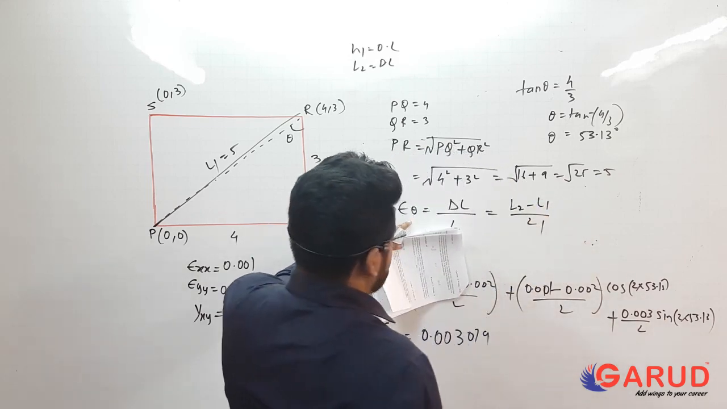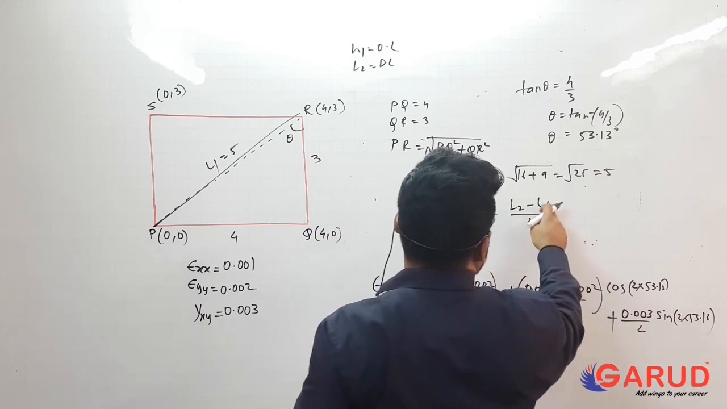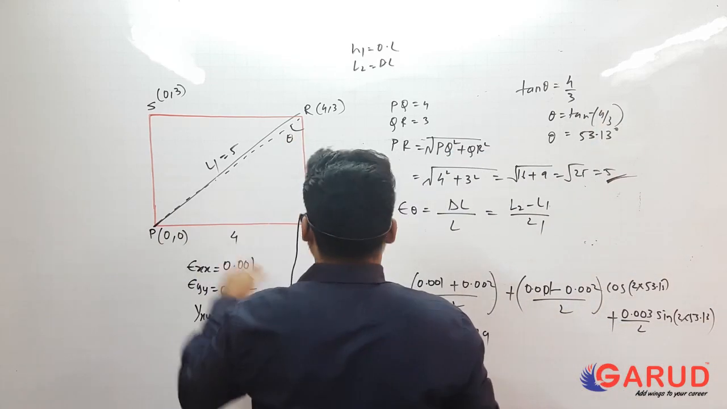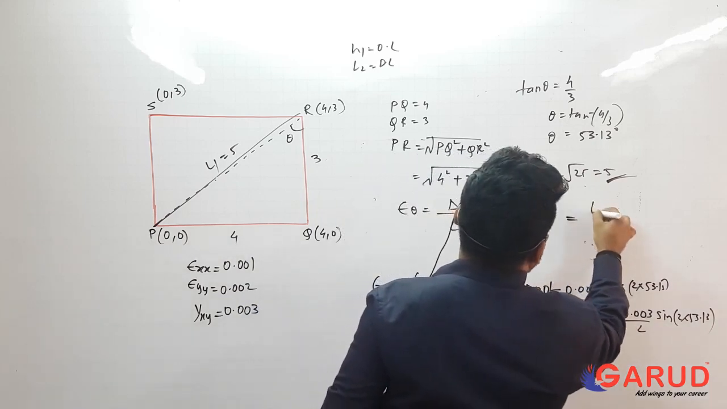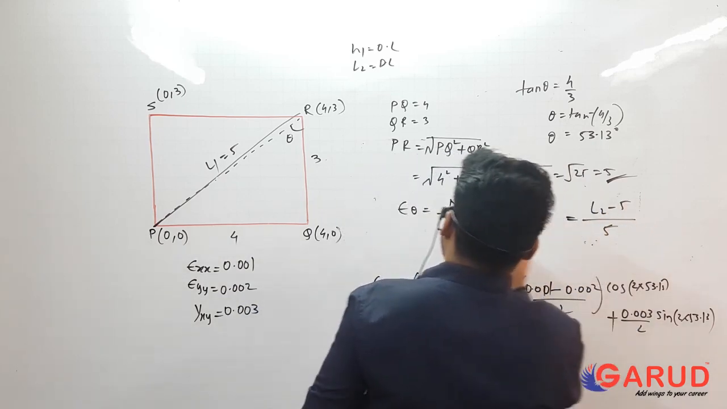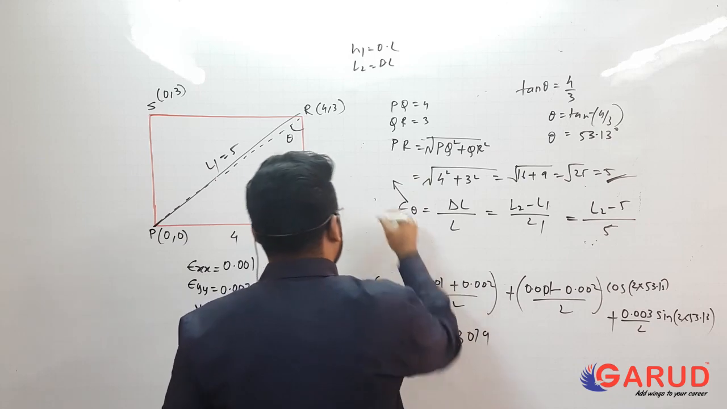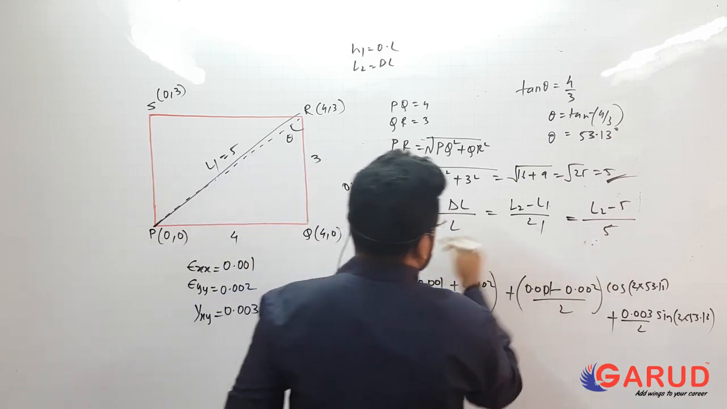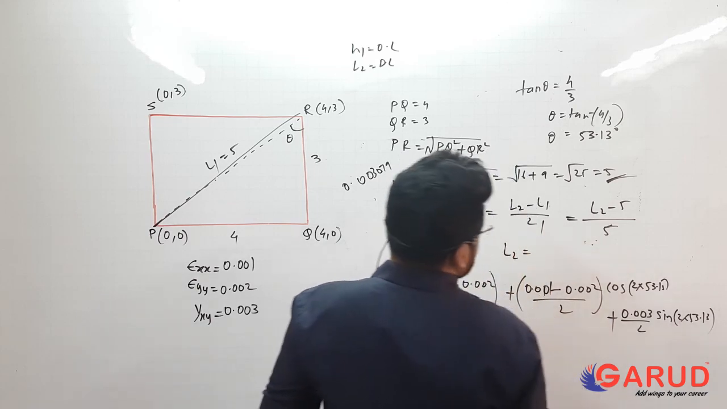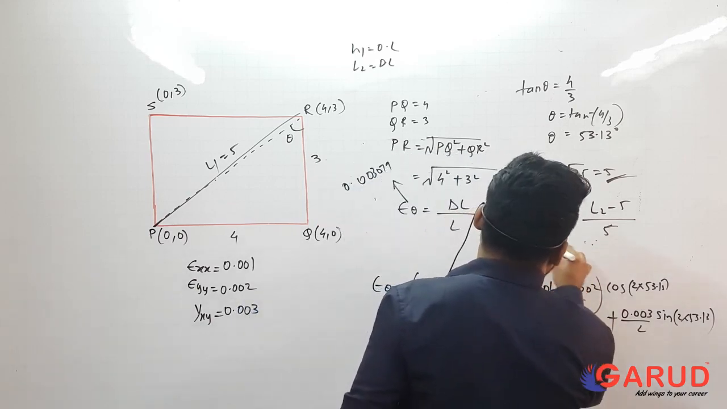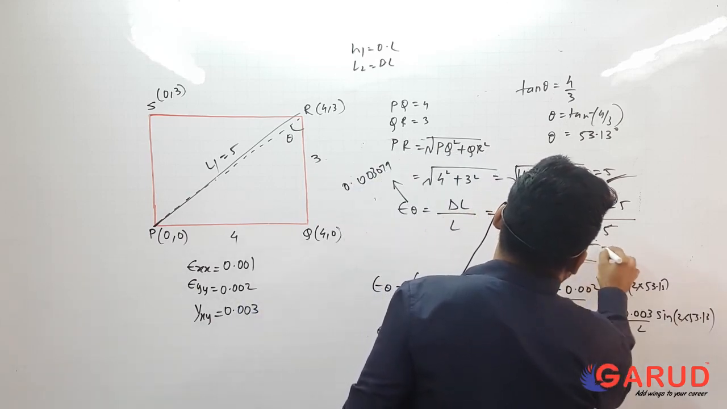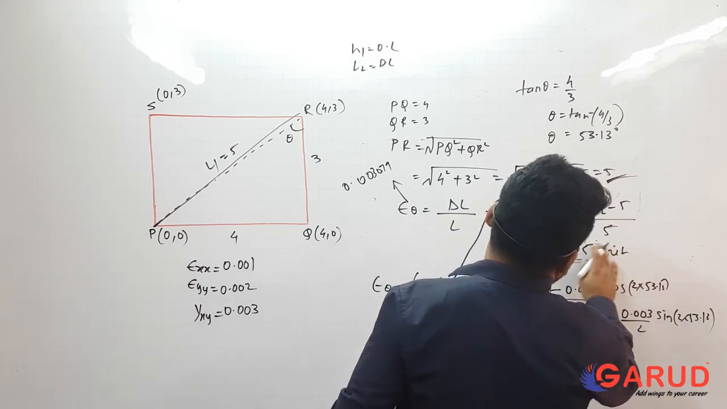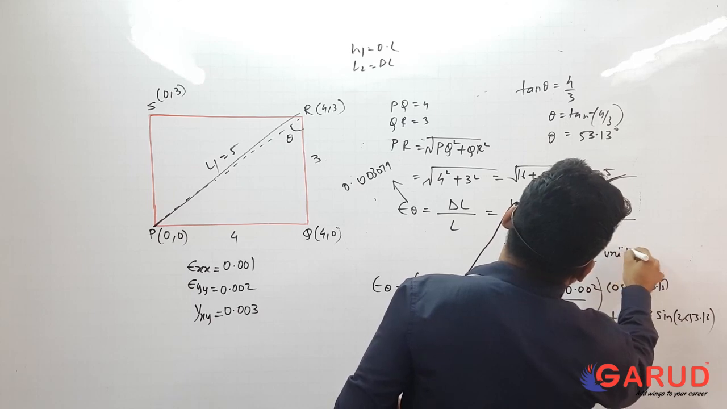You know the value of epsilon theta. You know the value of L1, that is nothing but 5, the original length. So L1 is 5. L2 we can find, and you know the value of epsilon theta, that is 0.003079. And from here, after solving, you will get the value of the deformed length as 5.015 units. Yes, they are asking units, so it will be in terms of units. Amazing sum, right?